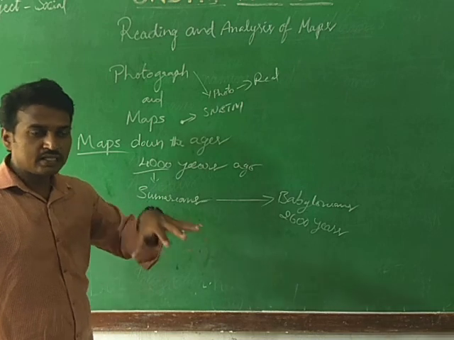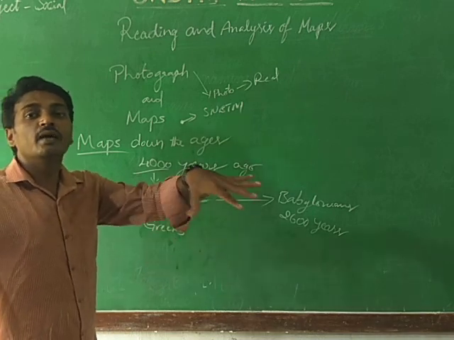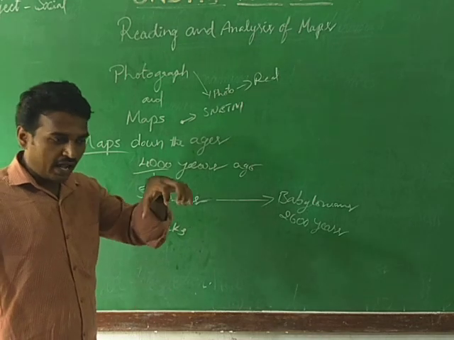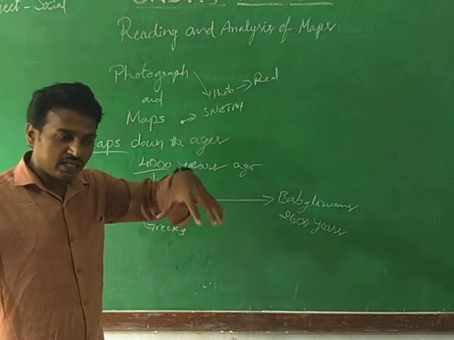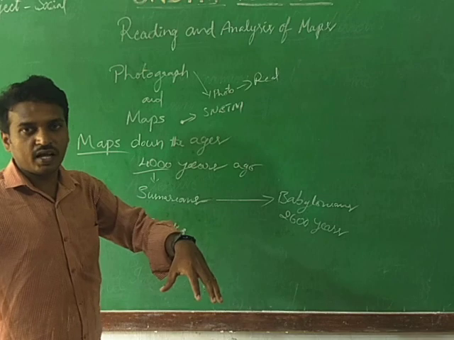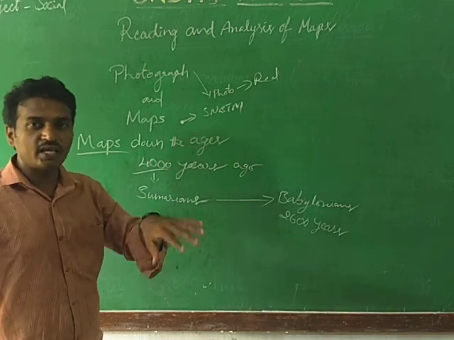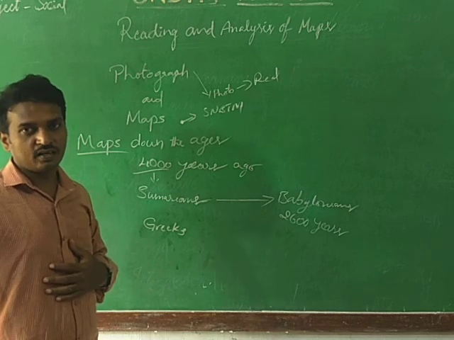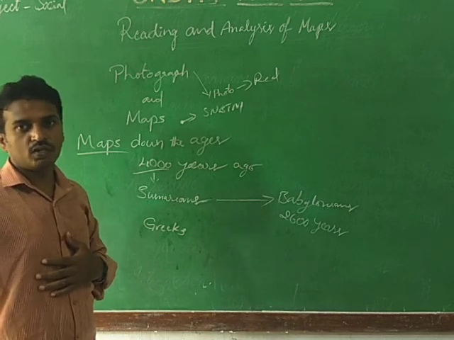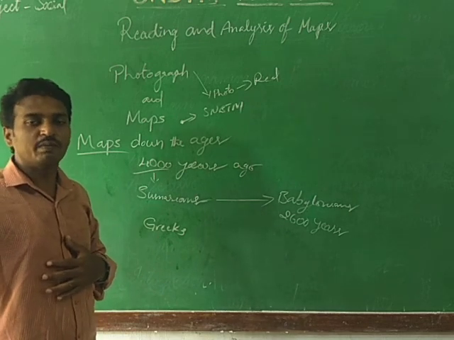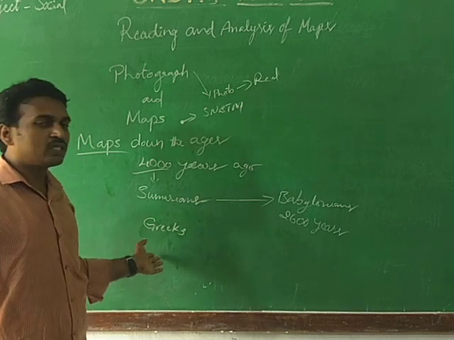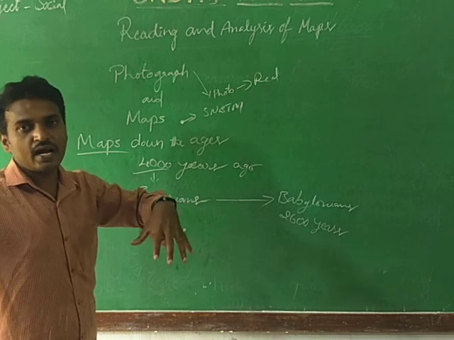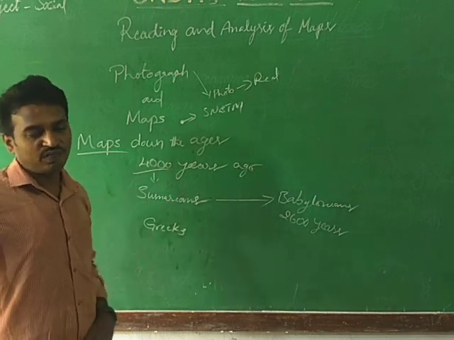And here, mostly while preparing the map, the Greeks put Greece in the middle of the map. Why? Because that is where they were staying, that is the center of the map they thought, and the surrounding areas are located far away from their place. They thought like that. That's why, while preparing the map, the Greeks put their Greece, their area, in the center of the map.